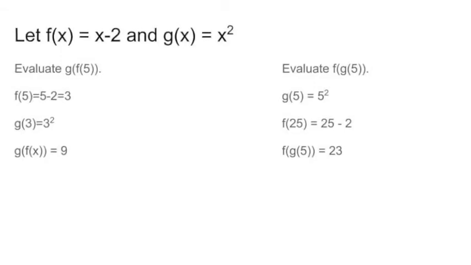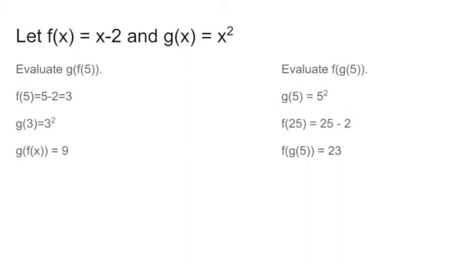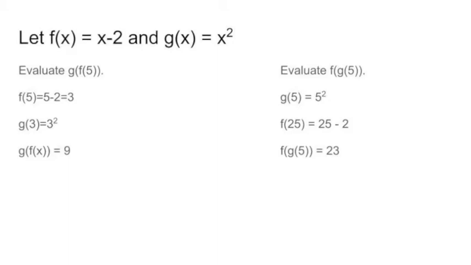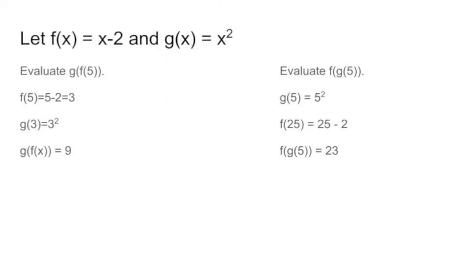So let's evaluate f of g of 5. Again, we do the innermost function first. So we do g of 5, which means plug in 5 for x. 5 squared is 25. So then we take that 25 and plug it in for the outer function, which is f of x. So f of 25 is going to be 25 minus 2, which is 23. So that means f of g of 5 is 23. And that's how you can evaluate a composite function.